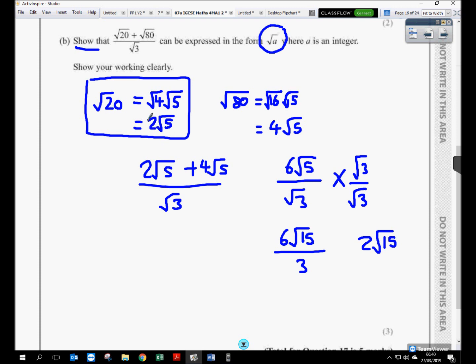Well, what you would do is you would write 2 in a square root, but you have to square it first. So 2 is squared to give 4, and that's in a square root. And then you times these two numbers together to end up with 20.